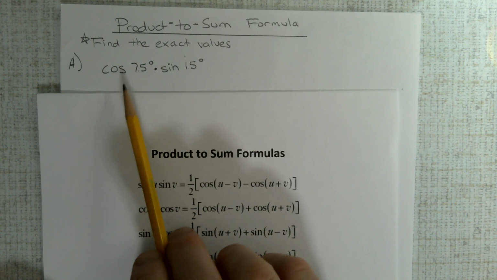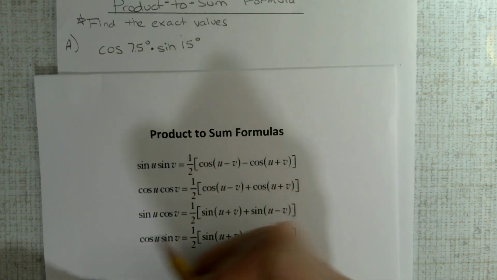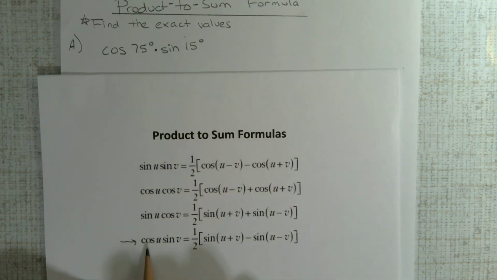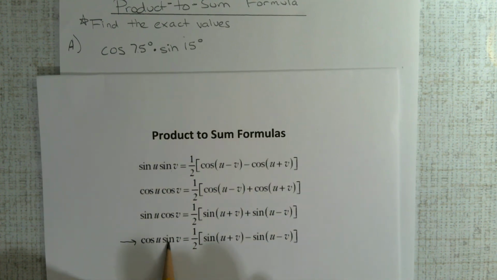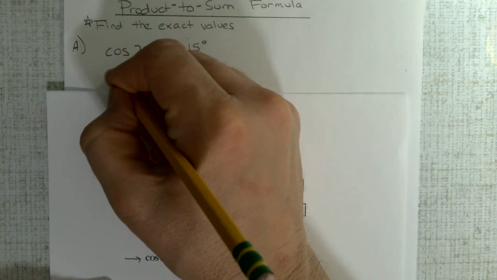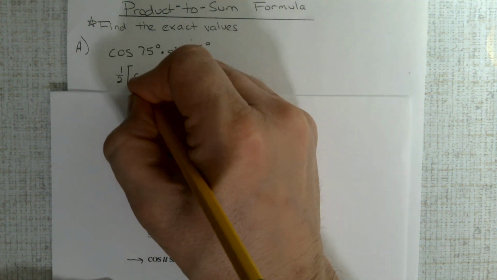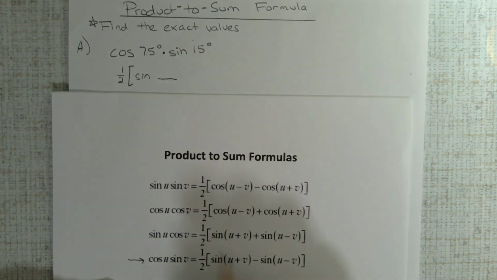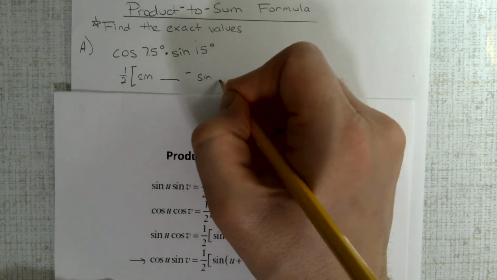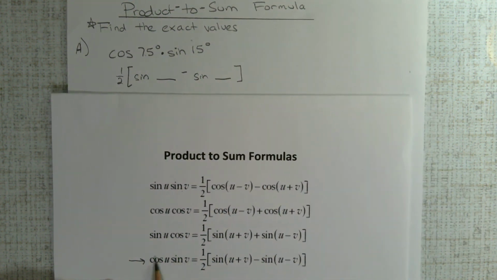So here we go. We have cosine times sine. So I'm going to use this formula right here at the bottom that says if I have cosine of something times sine of something, I use this formula. So let me just go ahead and write that out. I'm going to put my 1/2 times sine of something, for now we'll just leave that blank, minus sine of something. I'll leave that blank. So I'm using this formula here. Cosine times sine, that's what I have. Half sine of something minus sine of something.